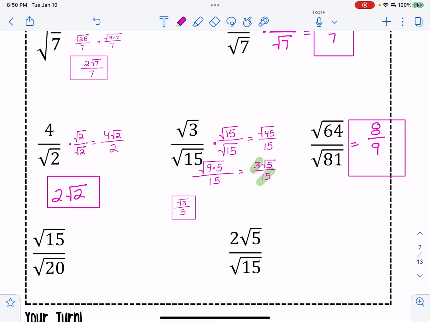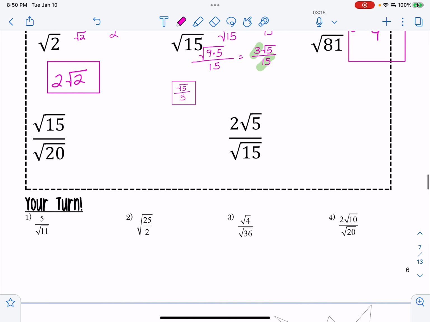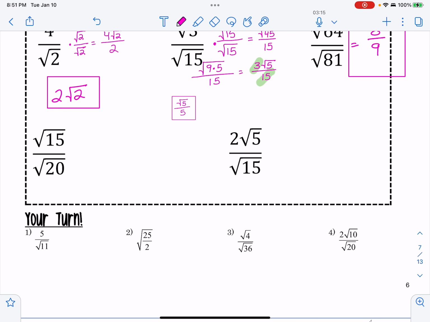Right, next I have square root of 15 over the square root of 20. And the square root of 15 has no perfect squares in it. Square root of 20 does. But I'm just going to rationalize the denominator.